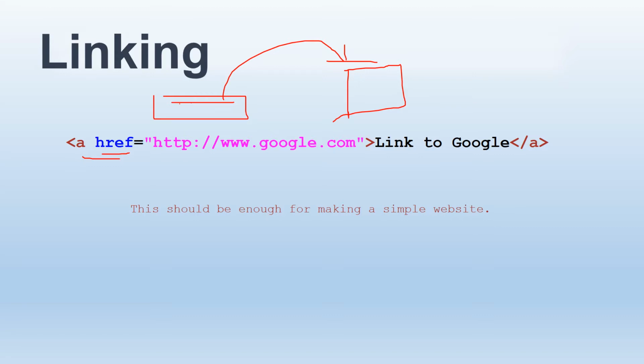Okay, so here it's pointing to google.com. As you can understand, this is pretty straightforward. There are no questions here. You just link it to Google. I think these things should be enough for you to make a very simple website, and I'll be showing you practically after this theory session.